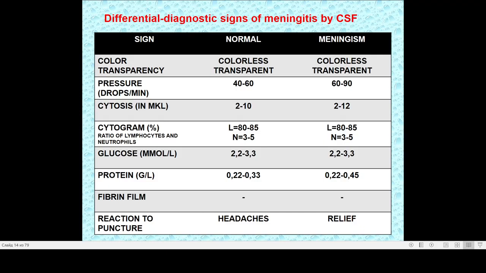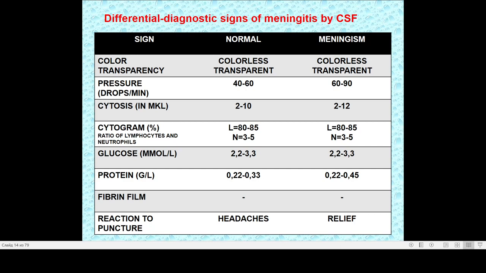First pair described on this slide, meningism. Meningism is a situation when irritation of the meninges is suspected in the patient, but inflammation is absent. Why does it appear? Due to increased intracranial pressure. What may increase intracranial pressure? There are a lot of reasons.